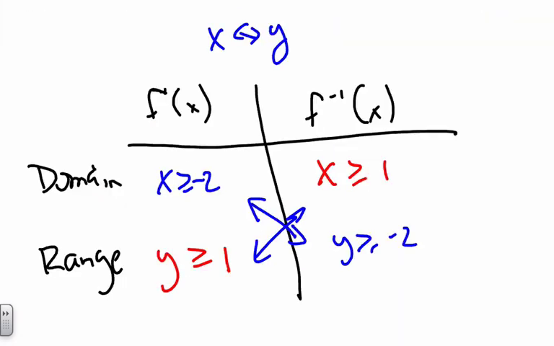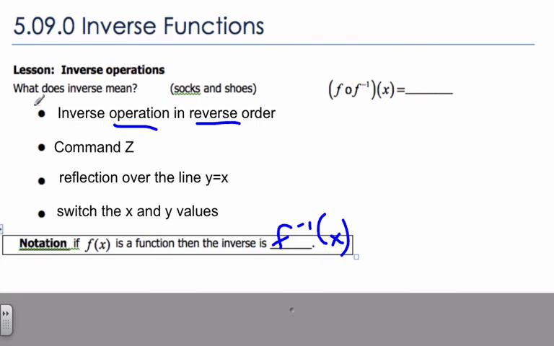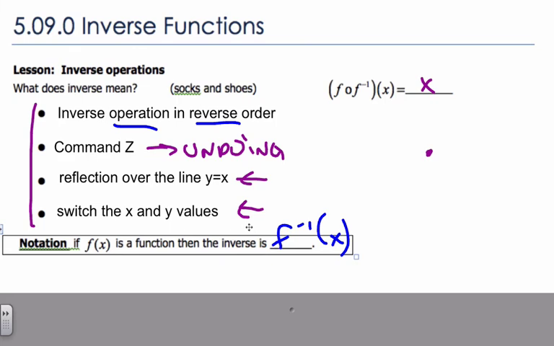So to summarize this, there are 4 different ways you can think about the inverse. It's the inverse operation in reverse order. It's Command Z, which means you are undoing what was done, in reverse order. So if I start with something and I do calculations to it, and then I undo it, I end up with the same thing. So if I do my inverse of my function, I end up with x. I end with what I started with when I do both functions. I can also look at it as a reflection over y equals x, or a switching of the x and y values.